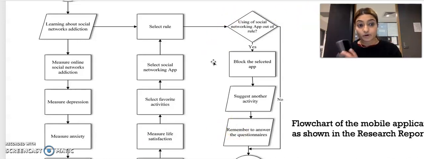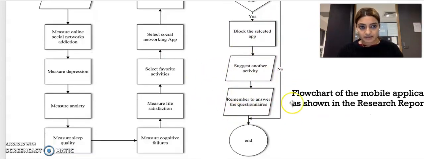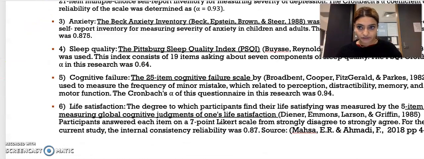So for example, if I wanted to block my Facebook app and I use the rule never, go back to use Facebook after a day or two, it would block the selected app, it would block Facebook, and it would suggest an alternative activity. It would then send you a reminder after 2 weeks of this experiment to answer the 6 questionnaires again, to measure where you're at.